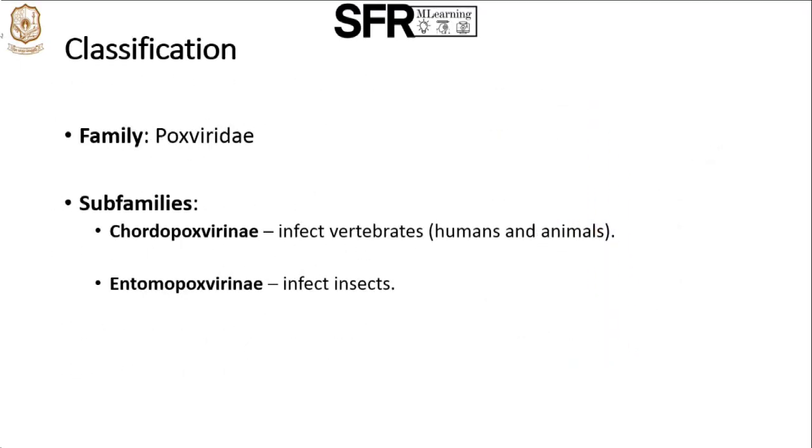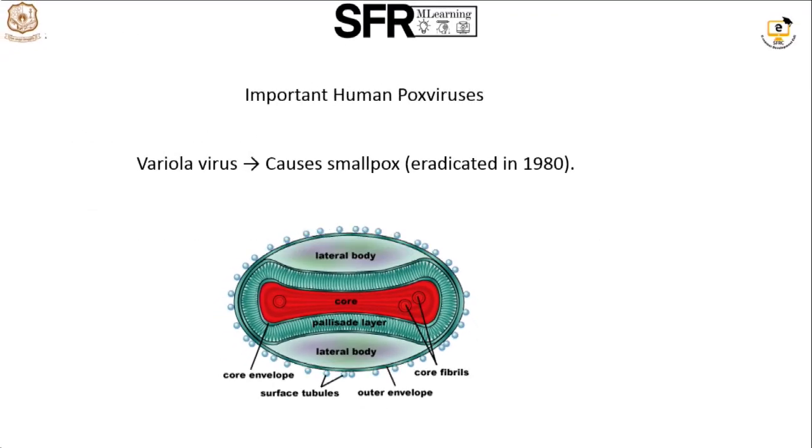Coming to the classification, it belongs to the family Poxviridae and consists of subfamilies like Chordopoxvirinae and Entomopoxvirinae. Among the pox viruses, the important human pox virus is the variola virus, which is responsible for smallpox. It consists of an envelope, a core envelope and a linear genome, and the outer layer has surface tubules, which help in attachment to the host. This is the oval type of smallpox virus.